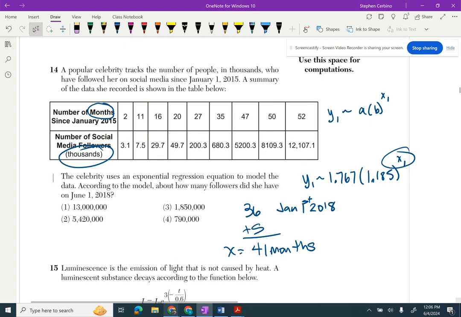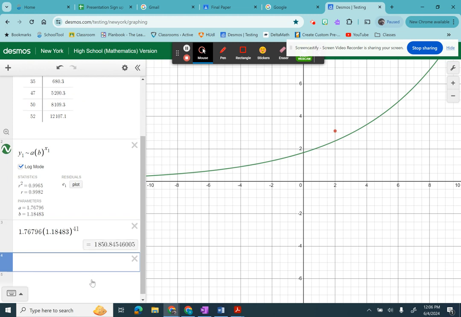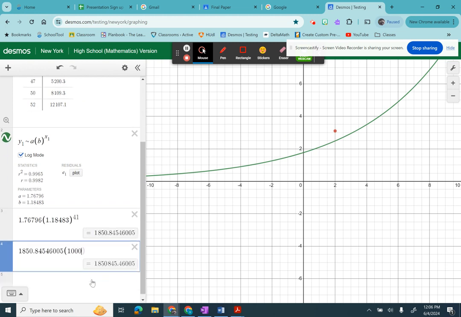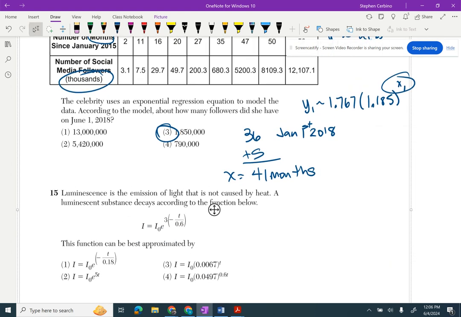So we'd have to take that number that we just got and multiply it by 1,000 to get my real answer. And it's going to be an approximate, right? It's not going to be perfect because it's a model, so we're predicting the number. So we have about 1,850,000 people. So the closest answer we have is actually choice 3.